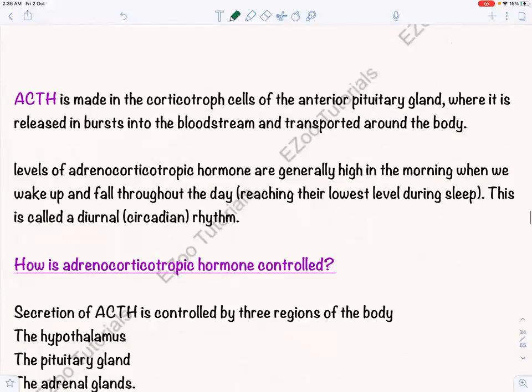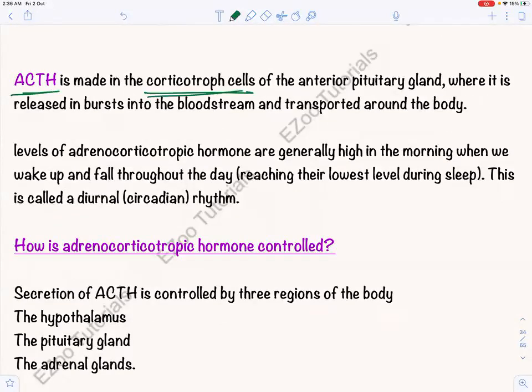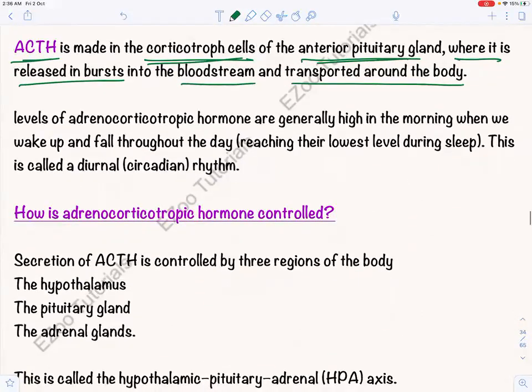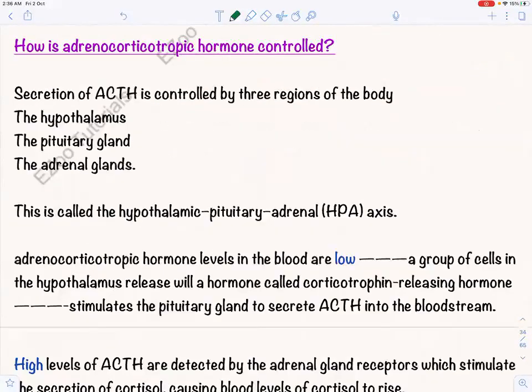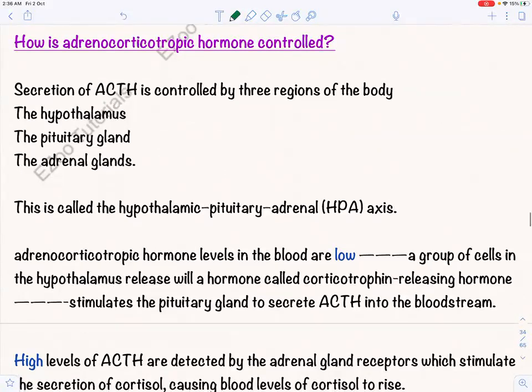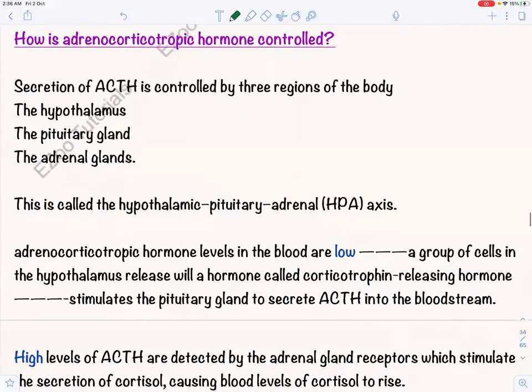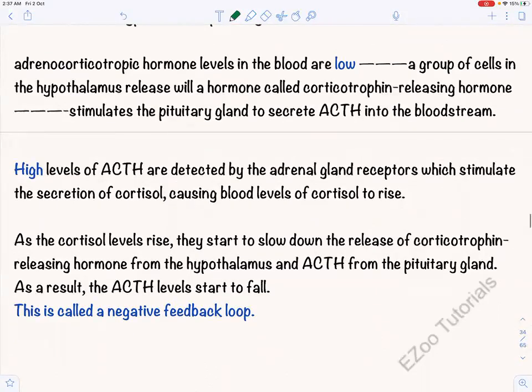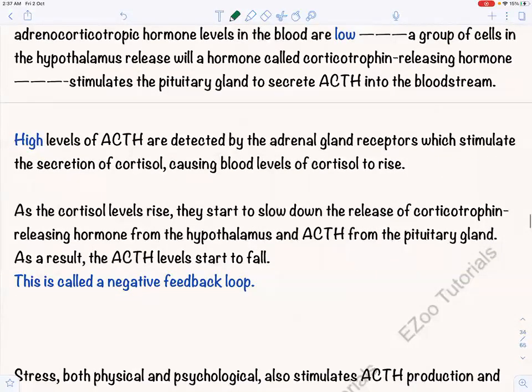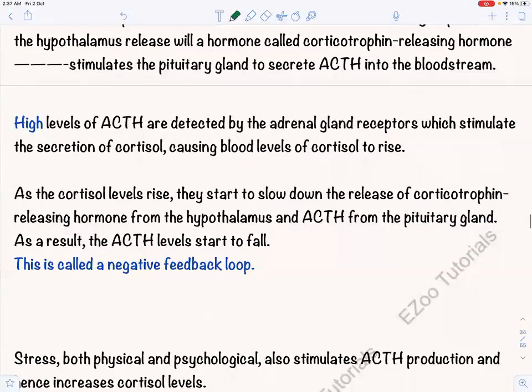Now, this ACTH is made in the corticotroph cells of the anterior pituitary gland, and it is released in bursts into the bloodstream and transported around the body. Right? You can read about it and how it is controlled. You've all done this. You read it. Okay, now let us move forward.